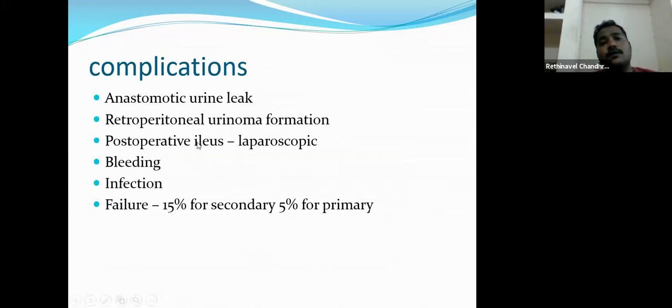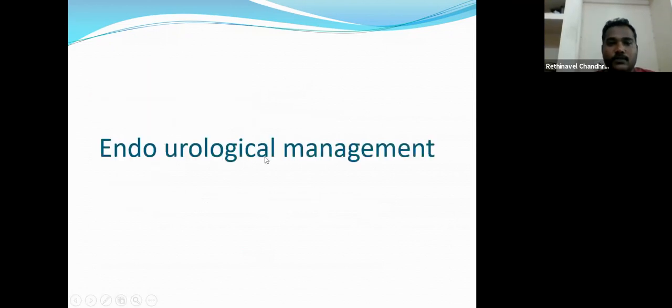So the most common complication in PUJ repair is anastomotic urine leak. As I already told, the principle of pyeloplasty is that we should do a watertight, tension-free anastomosis. Whenever it is not watertight, the most common complication is anastomotic leak and urinoma formation. So we finished the open procedure.